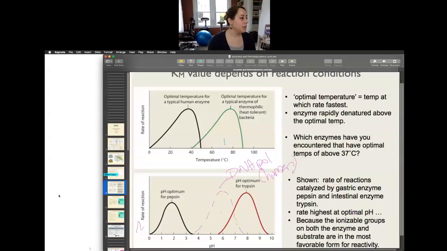And as we move on, we're going to be talking not only about the function of one enzyme, but the function of many enzymes as a group.